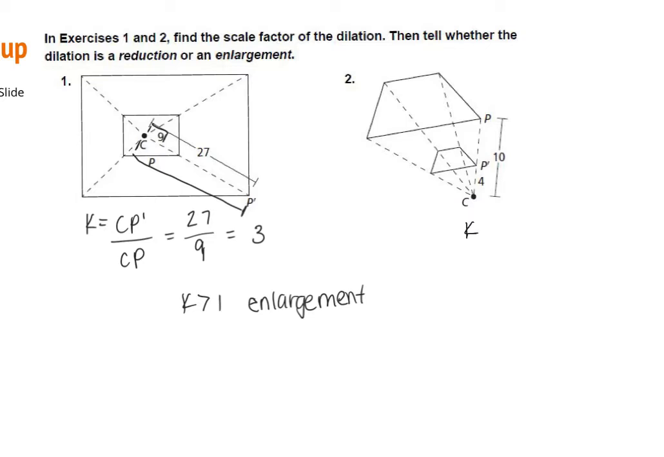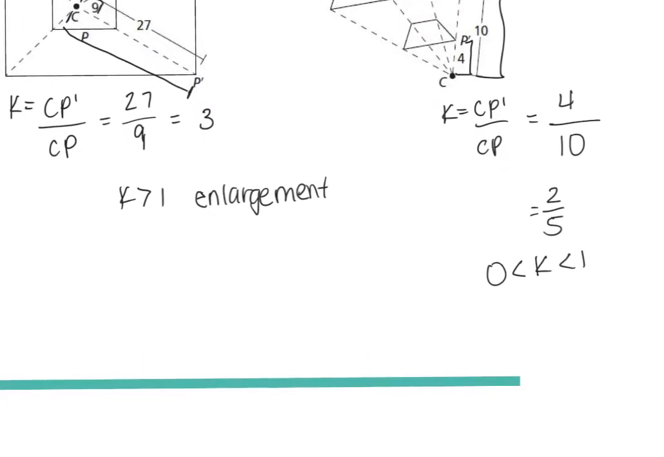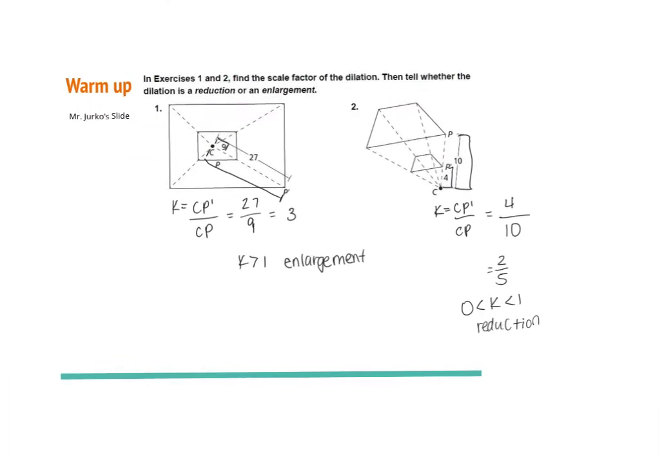Now, for the second one, we've got K equals CP prime over CP. CP prime is 4 over, and then CP is 10. So this turns into 2 over 5. Now remember, when K is less than 1, but greater than 0, it's a reduction. All right, and that's our warm-up.